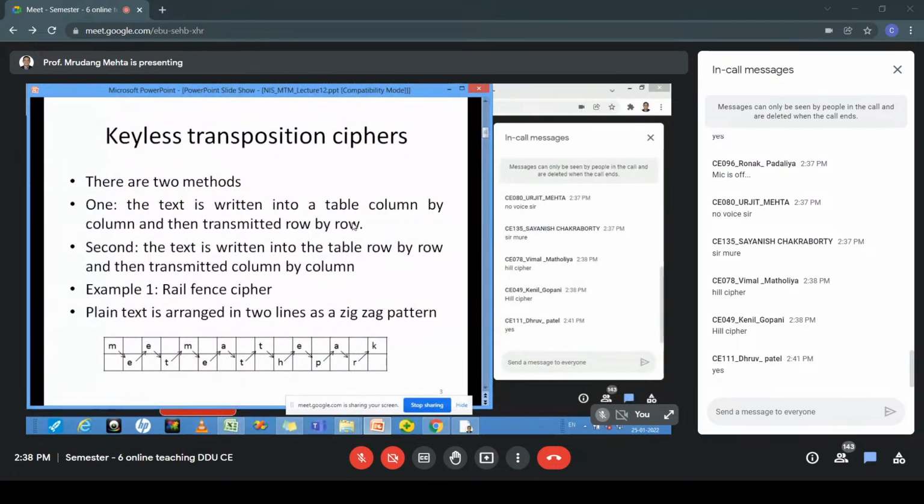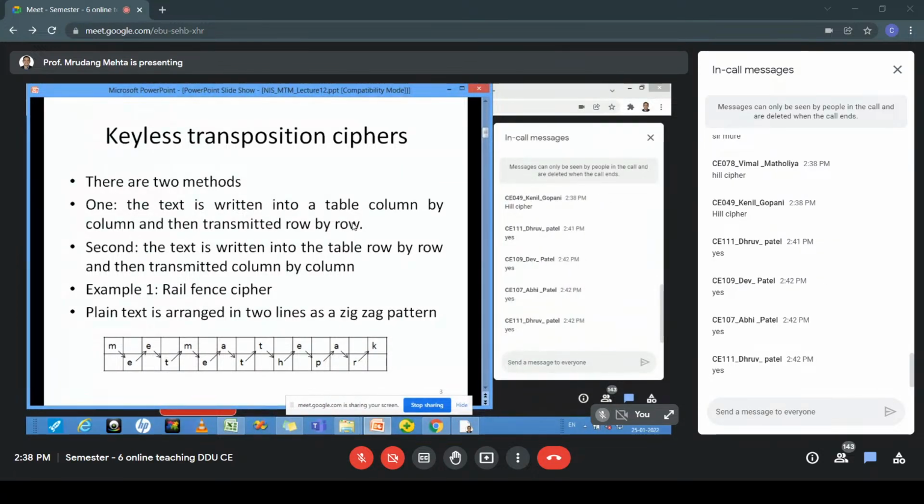So written in a table column by column. The plain text is not written in the form of rows. It will first be written in columns. Okay, so column 1, column 2, column 3, and then it is transmitted row by row. The second method is that text is written in a table row by row and then transmitted column by column. Okay, I think it is clear to all of you, this keyless transposition cipher.